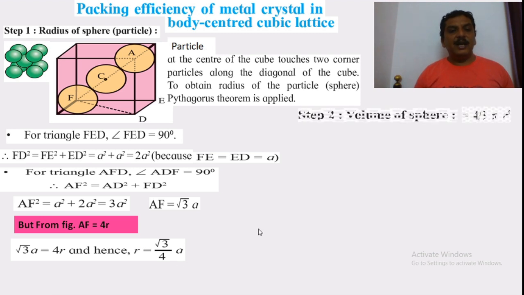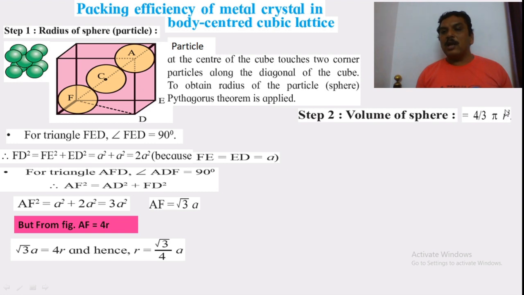It is a very simple calculation. By using the diagram we can determine the relationship between R and a, and it is root 3 by 4 a, and if we calculate this value, it becomes R is equal to 0.433a. We will see that later. And now volume of sphere is again 4 by 3 pi r cube. It is the formula for calculation of volume of sphere, 4 by 3 pi r cube.